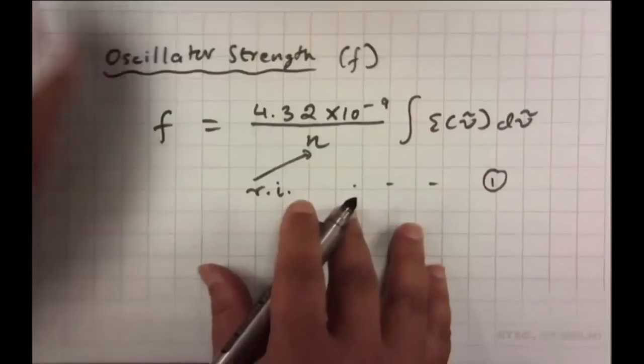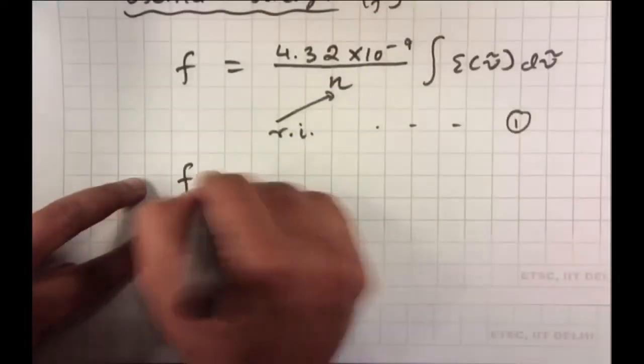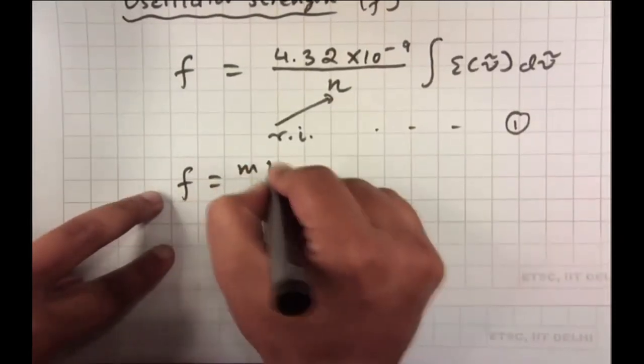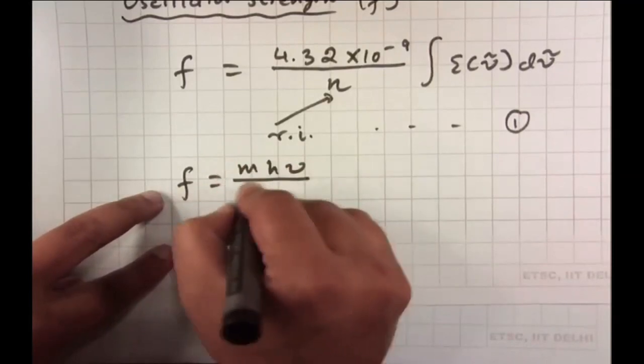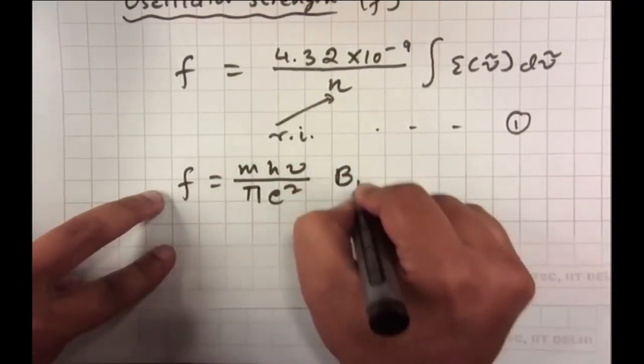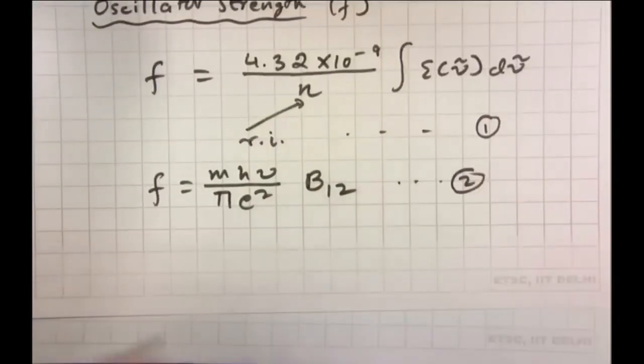Just for the sake of knowing it, F is related to m h nu over pi e squared times B12, where m is the mass of the electron, nu is the corresponding frequency, and e is the electronic charge. Do you remember what B12 is? Where did we encounter B12? Einstein's coefficient, right. This is the Einstein coefficient of absorption, B12. So this is what it should be related to, because you are talking about an absorption transition.